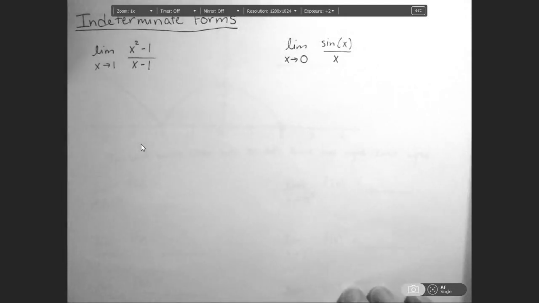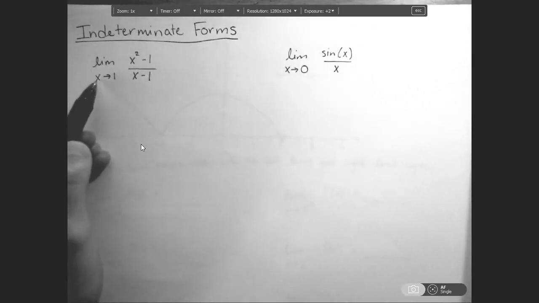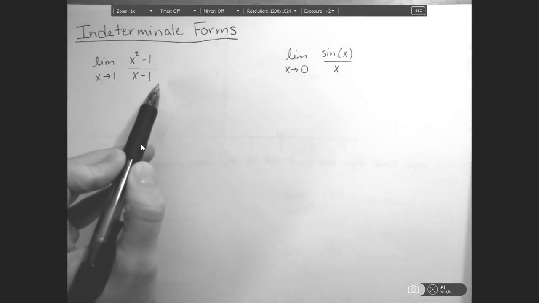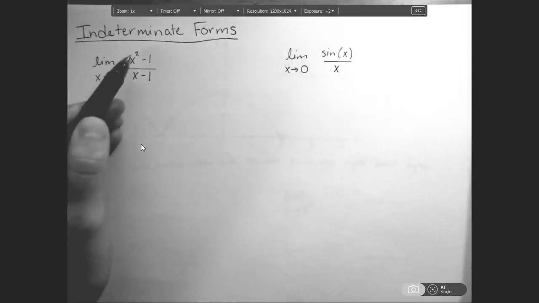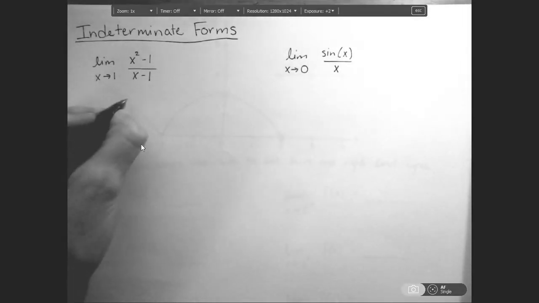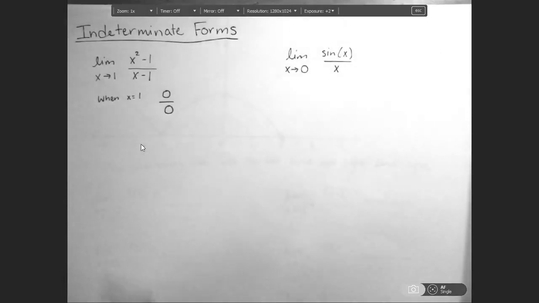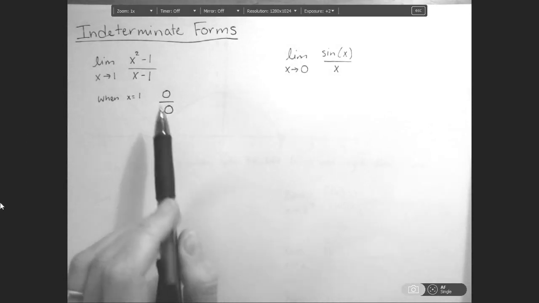So I want to talk a little bit more about indeterminate forms. In the last video, we saw a couple of examples of limits for different functions. One of those was the limit as x approaches 1 of x squared minus 1 divided by x minus 1. And we saw that when I evaluate this function right where x is exactly equal to 1, I end up with 0 over 0, which is something that doesn't work, right? And we'll talk about why this doesn't work.